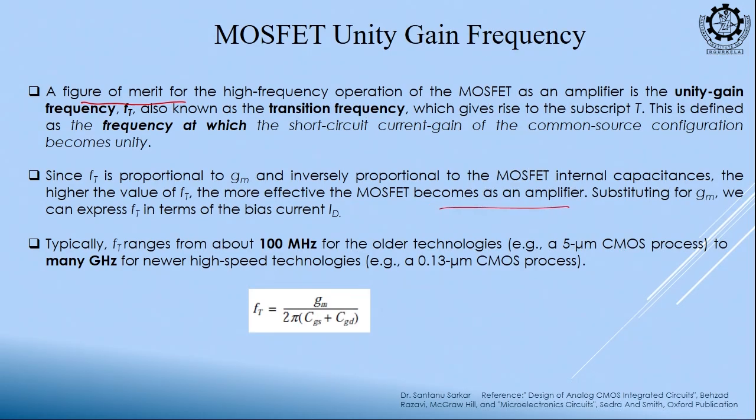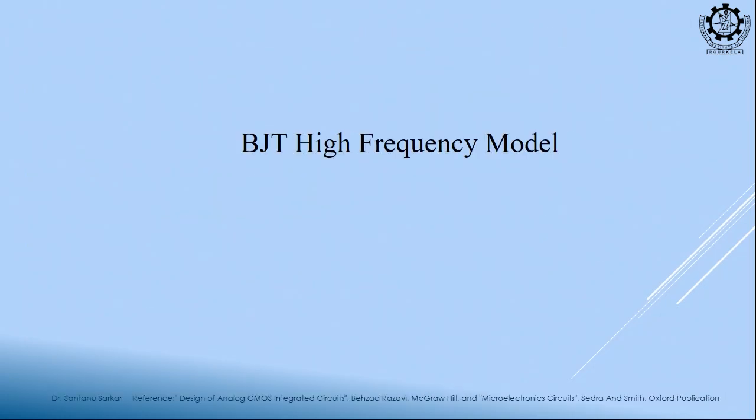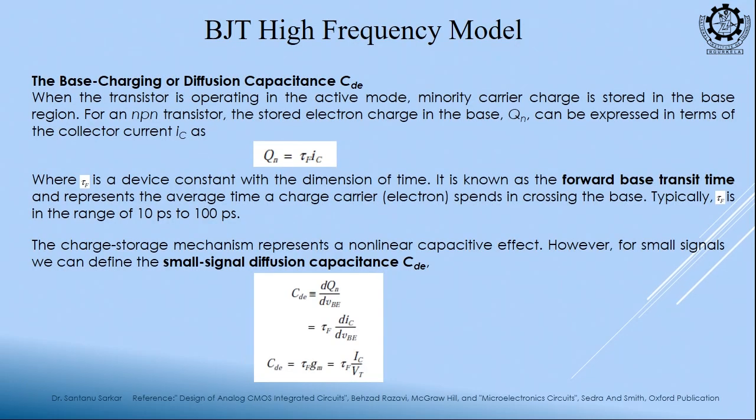Okay. If we go to high frequency, then what will happen? Our gain will fall. At high frequency the gain will fall. The same thing will happen for the BJT. The BJT will also have a high frequency model.